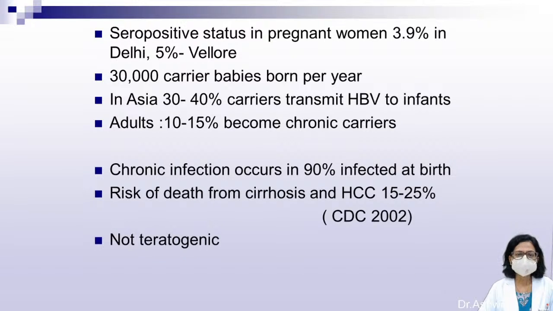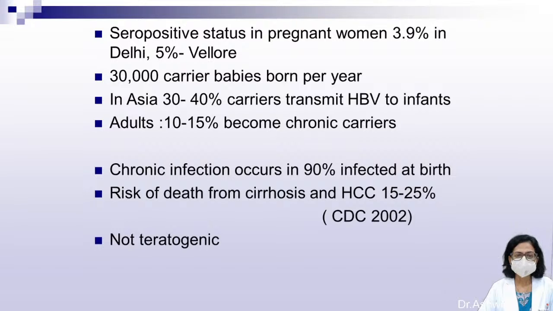In India, the prevalence of seropositivity is around 4 to 5% in pregnant women. So we have around 30,000 babies born per year who are carriers. And in Asia, 30 to 40% of carriers transmit the virus to infants.